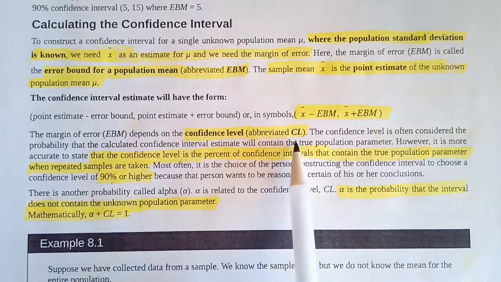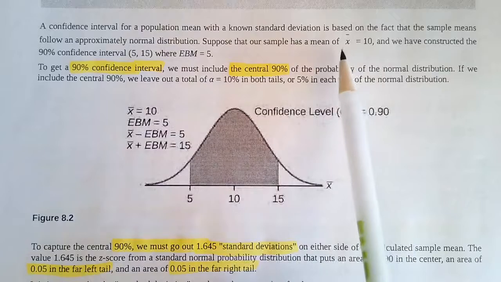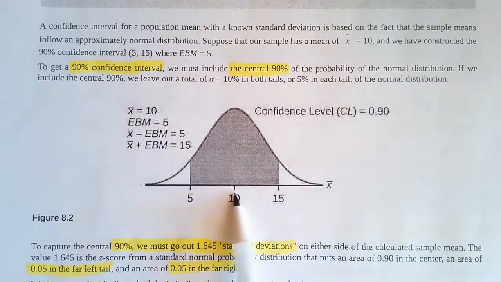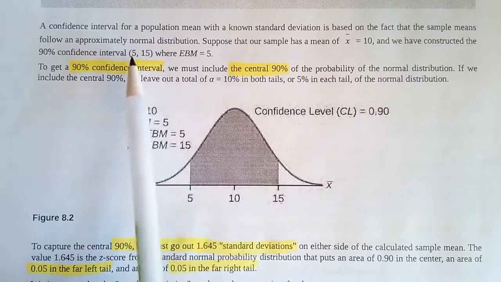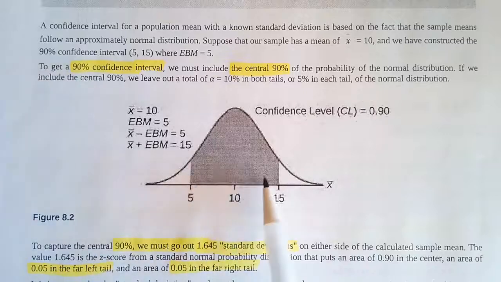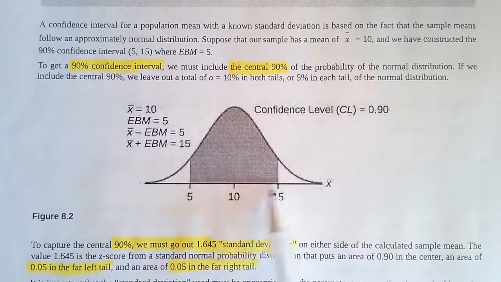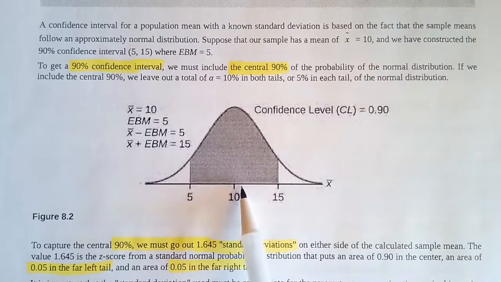Alright, so on page 442, this is a good visual on what we're actually doing here. So we're given that our sample mean is 10, and that we have a confidence interval from 5 to 15. So we're 90% confident that the true population mean lies within that range from 5 to 15. So our EBM, or our error bound, is going to be 5. We go 5 higher and 5 lower than the sample mean.